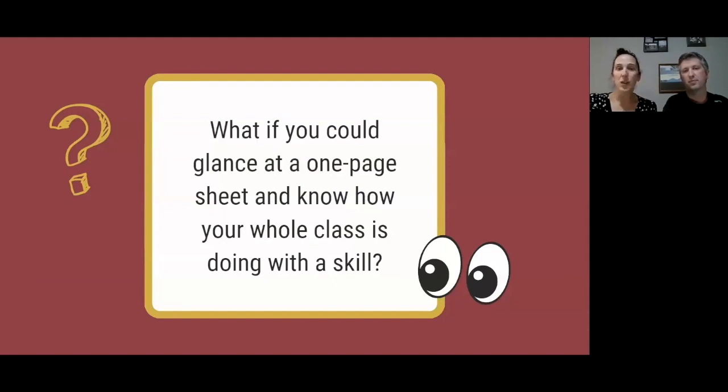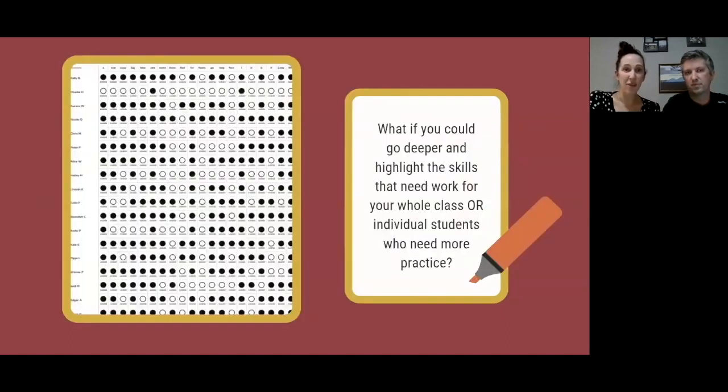What if you could glance at a one-page sheet and know how your whole class is doing with a skill? This is one of my favorite parts of the circle charts, and it came with the paper circle charts as well, is that we can see our entire class on one page. It looks like this. Now, at first, that might look a little bit overwhelming, but as soon as you start to understand the circles, this visual tool is so powerful.